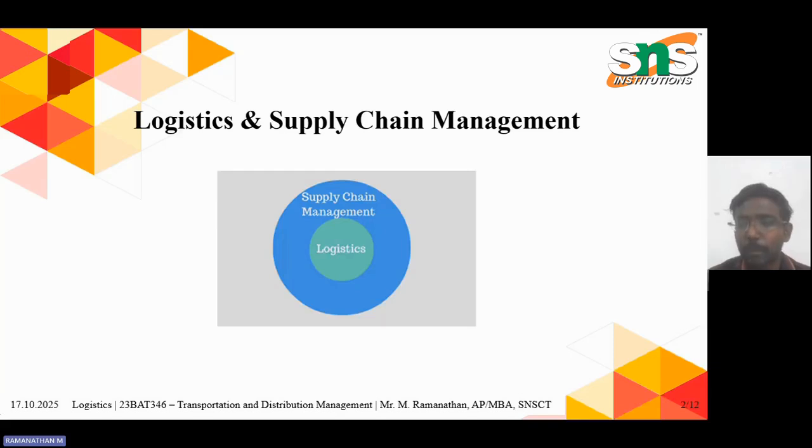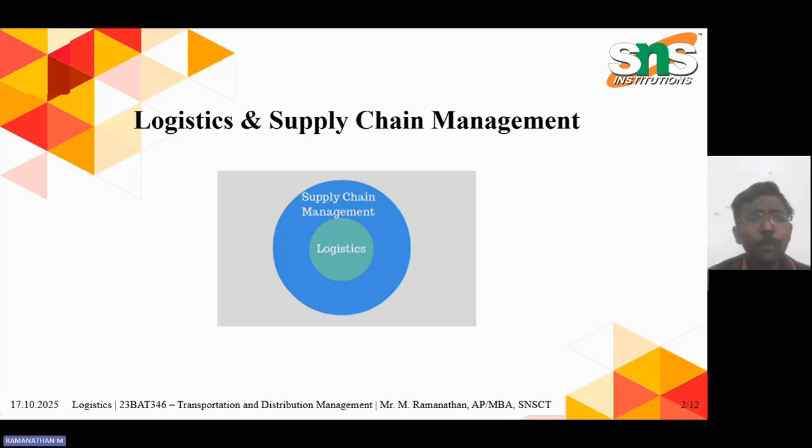First, what is logistics and supply chain? Because few people will always say logistics and supply chain management together. Certain people will usually use logistics instead of supply chain, and a few people say supply chain management instead of logistics, and so on. So what we want to know first is what is logistics and what is supply chain management.